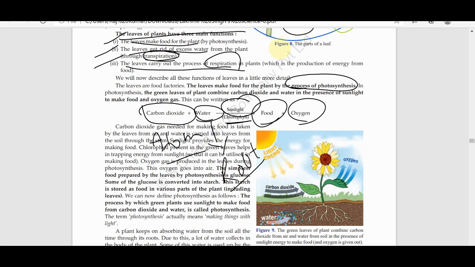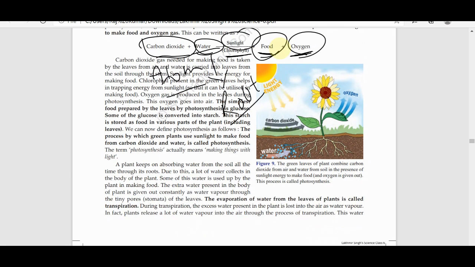What is happening here? The plant's leaves are combining the carbon dioxide and the water, making the food substance and releasing oxygen. That is known as photosynthesis. The process by which green plants use sunlight to make their food by using carbon dioxide and water is known as photosynthesis. Photosynthesis is the same process like जैसे हम खाना बनाते हैं, same process plants भी अपना खाना बनाते हैं, and this process is known as photosynthesis.